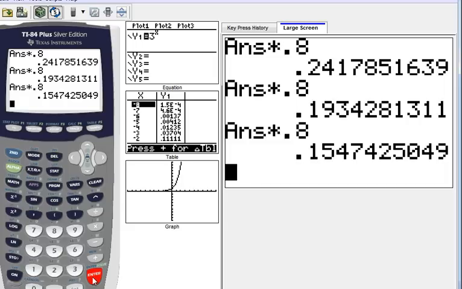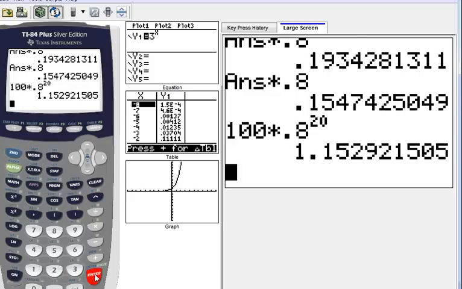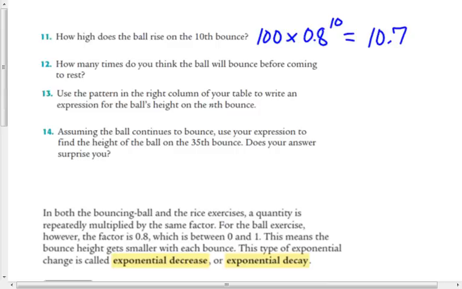So if you do 100 times 0.8 to the 20th, it's a pretty small number. It's about 1 centimeter, so it probably isn't going to bounce much more than that. So 20 or so bounces.